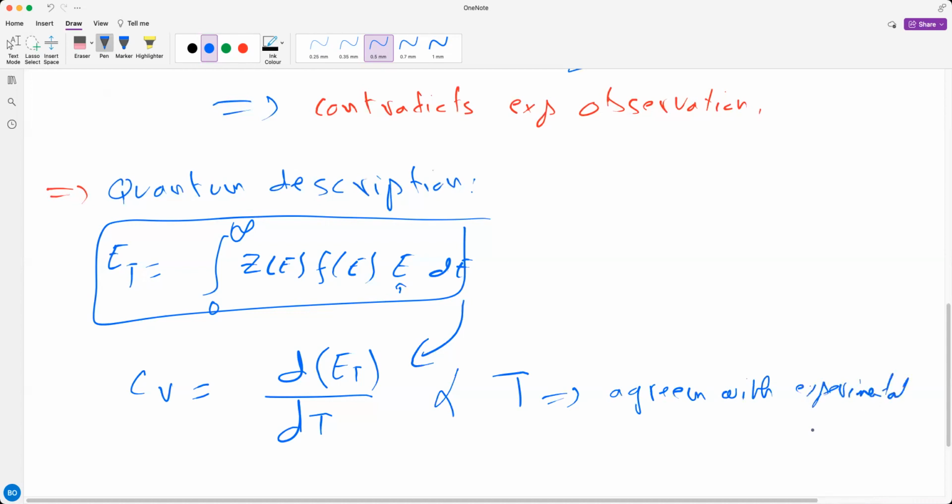As you can see, the classical theory of Boltzmann tells us that the specific heat is constant. It does not change as a function of the temperature. But the quantum description tells us no. You have to calculate the total energy using this description, and if you do this, you will see that it's proportional to the temperature, and it is in agreement with experimental values. Any questions?